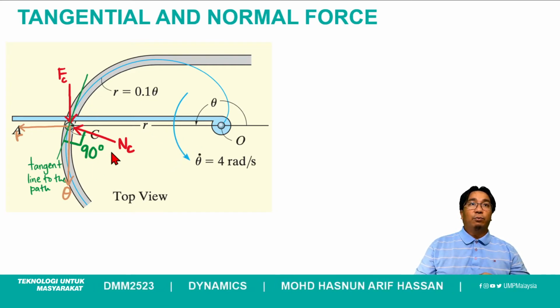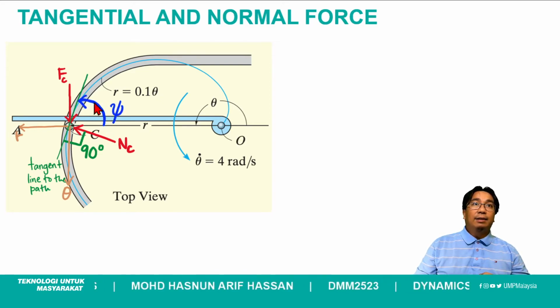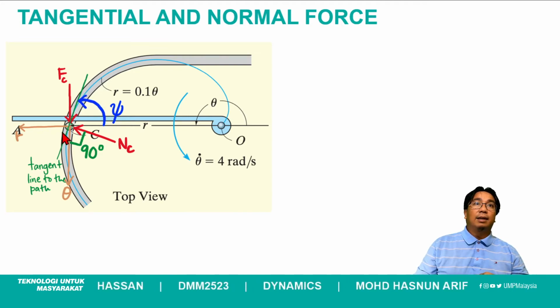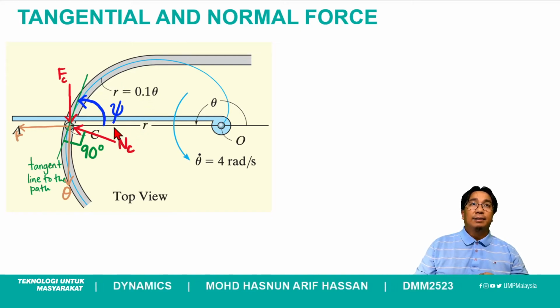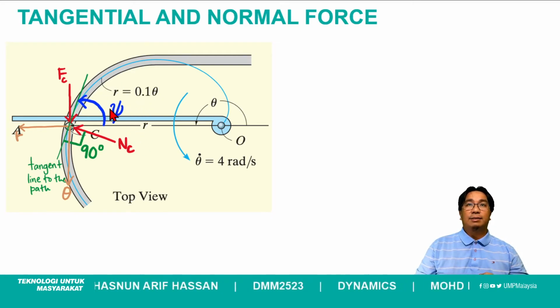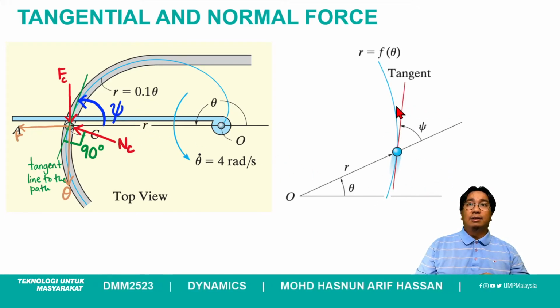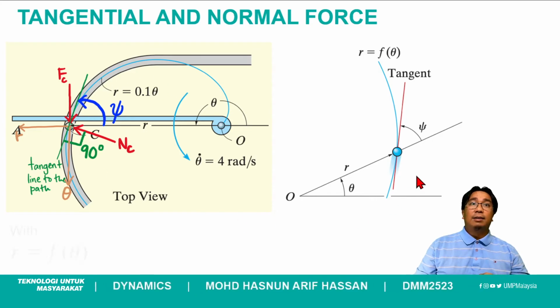Okay, so what we can have from here is we can get an angle daripada radial axis ni ke tangent line tadi, ke tangent line ni dipanggil sebagai psi. Ini simbol, a Greek symbol, a Greek alphabet known as psi. So psi ni, okay, this is another representation of the same thing.